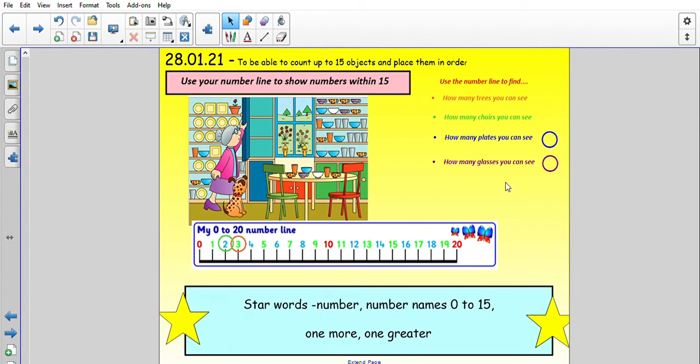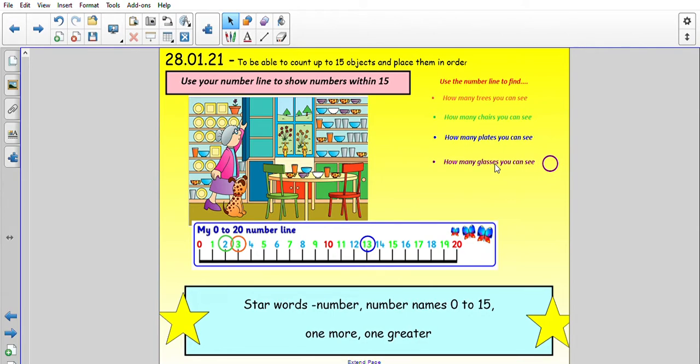We were right. Where's number 13? Now 13 is much bigger than 3. In fact, it's 10 bigger, isn't it? So it's going to be up this end of my number line. So I'm looking for 10 and 3 more. Oh, there it is. 10 and 3 more. We found it on our number line. Well done.